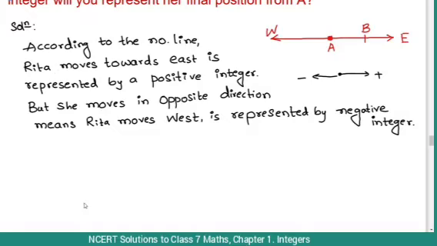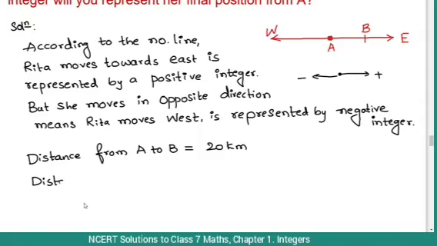Distance from A to B is 20 kilometers. So in the question it is given as distance from A to B is 20 kilometers, and this is the point C here. So in the number line, now distance from B to C is 30 kilometers.